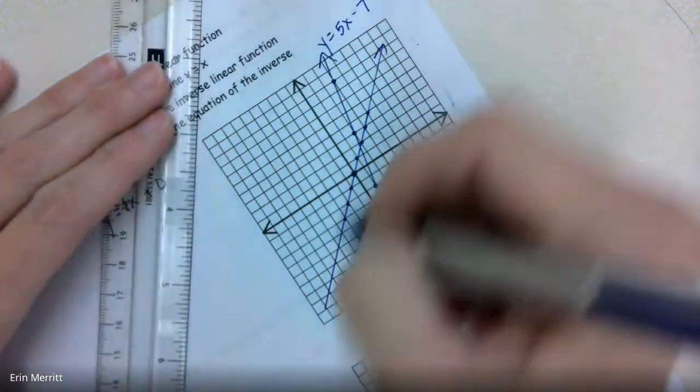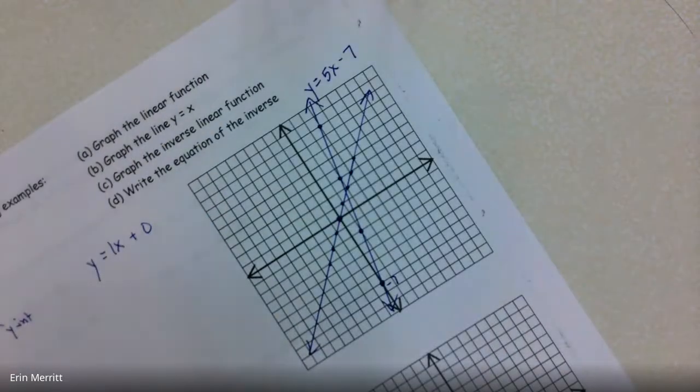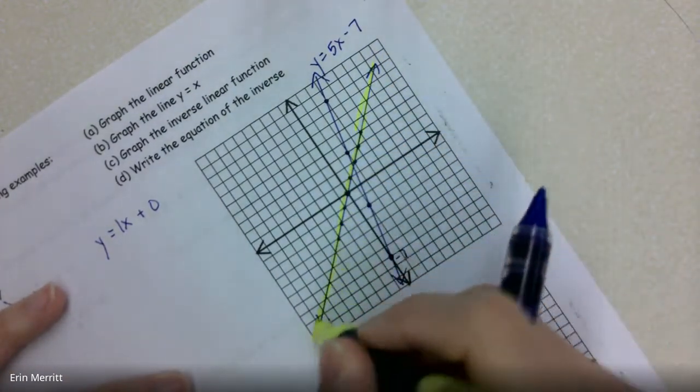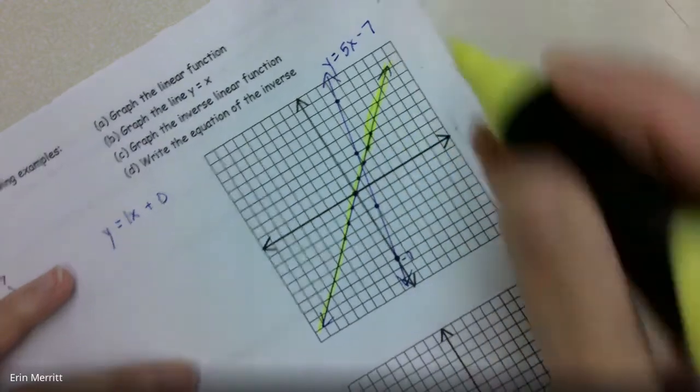So I'm going to graph it, but then I'm going to highlight it as well, just like we did on the first page. So if you have a highlighter sitting close by, it's good to mark it. All right.